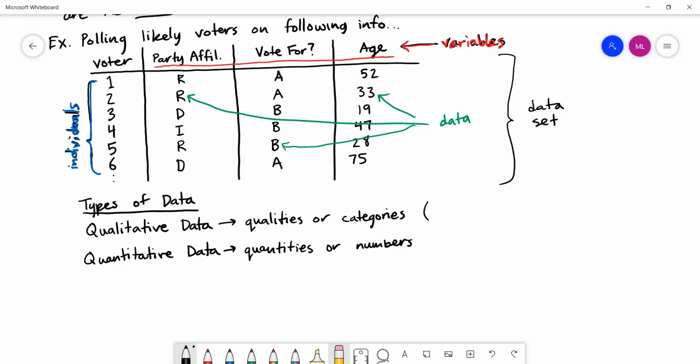So if we look at examples of each of these, for the top one, it can be the party affiliation, who they plan to vote for. More generally, outside of this one example, if we're studying some sort of physical features of people, we could be talking about hair color or eye color.